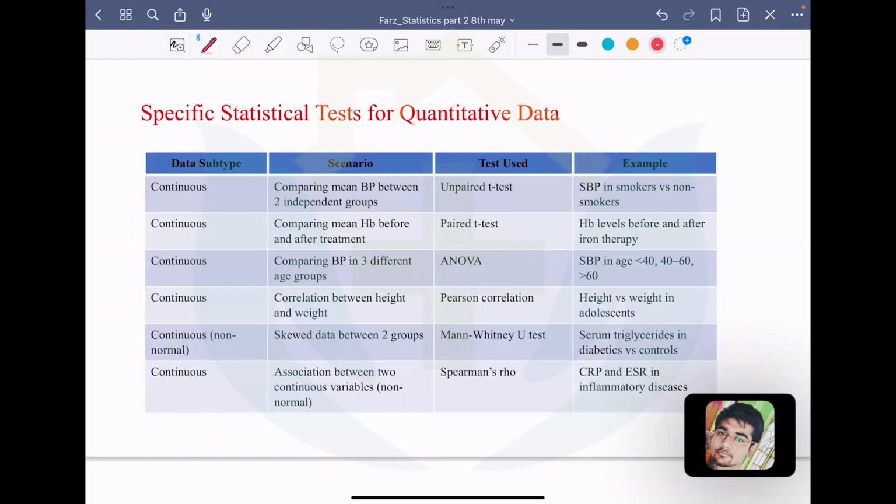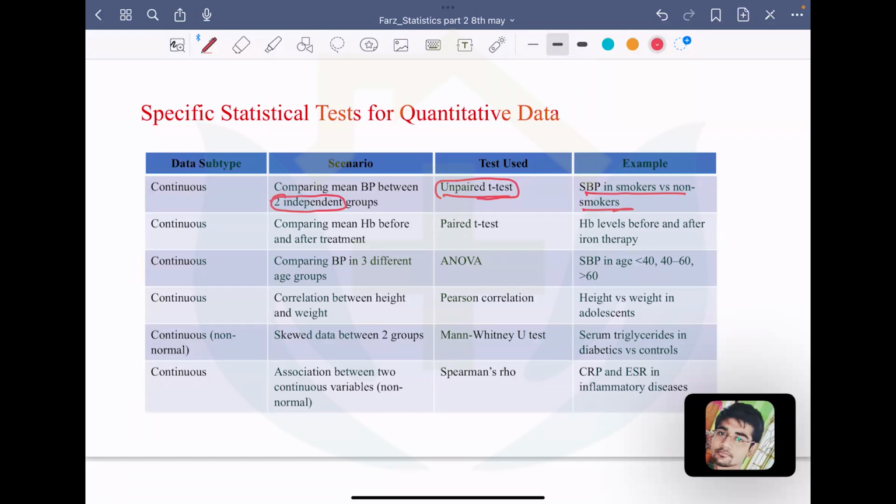So first we will see the continuous data. We will take an example: you're comparing the systolic BP in smokers versus non-smokers. You take the mean of the systolic BP in the smokers and compare it with the mean of the non-smokers. Since systolic blood pressure is a continuous variable and normally distributed, I will be discussing the criteria for normal distribution later. Once it is normally distributed, you apply an unpaired t-test. You apply an unpaired t-test when there are two independent groups. This is very important: two independent groups.